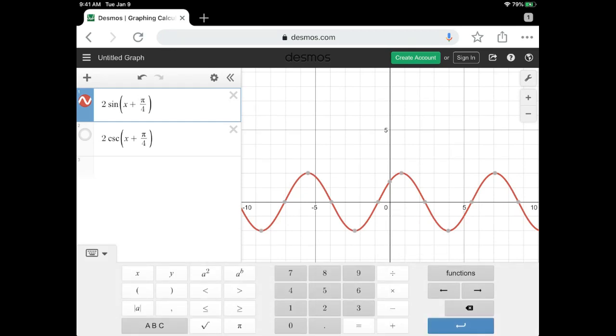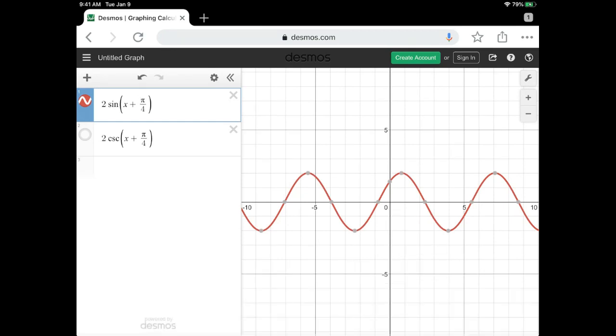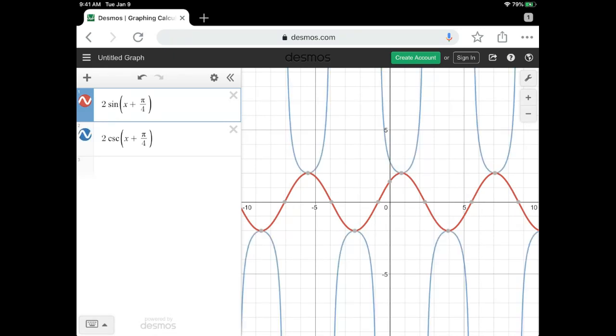Okay, we're going to graph our cosecant graph because they are reciprocals. Boom, looks like teeth. Okay, this cosecant graph is really just the blue.